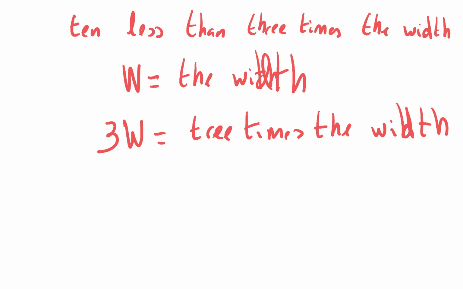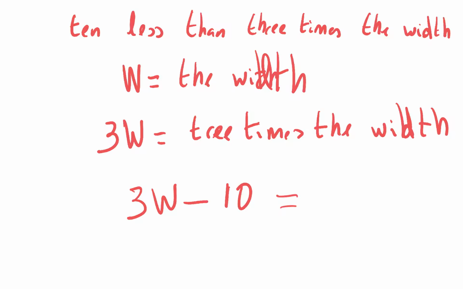It says 10 less than 3 times the width. So we take 3 times the width and we subtract 10, because it says less than. 10 units or tenths, 10 less than 3 times the width. This is the expression. And maybe it will become an equation that would say 3 times the width minus 10.